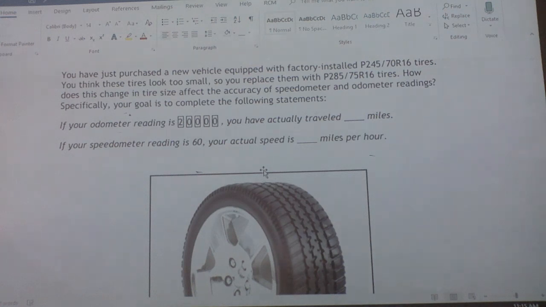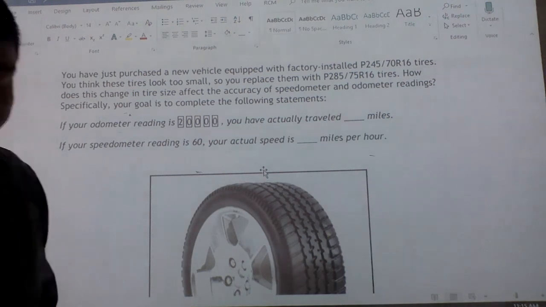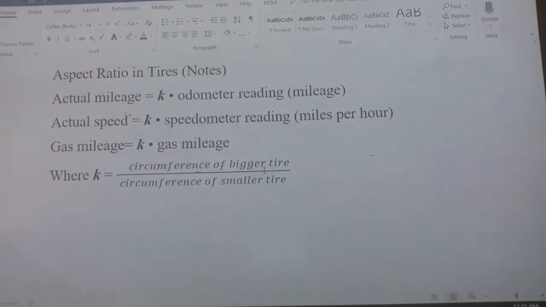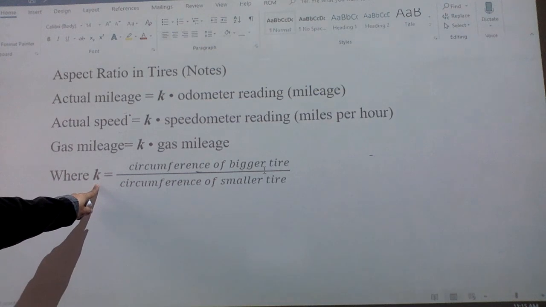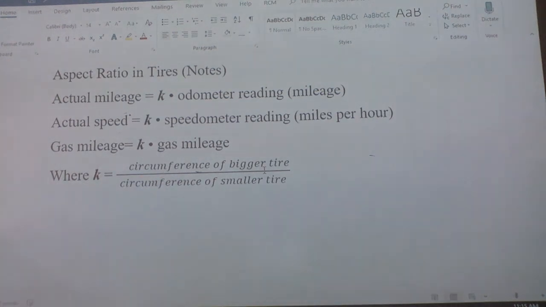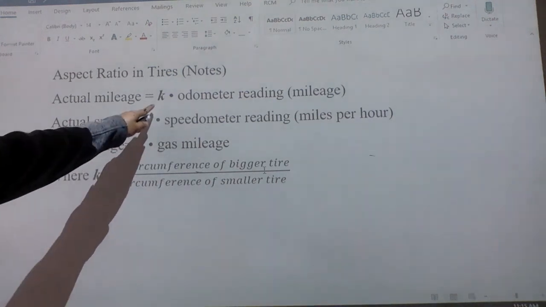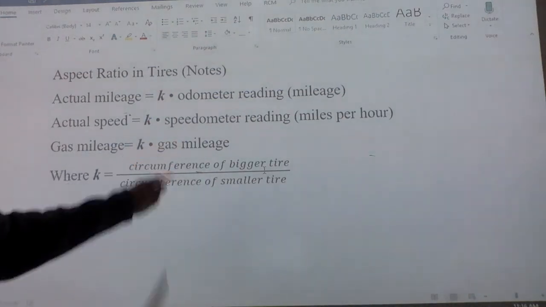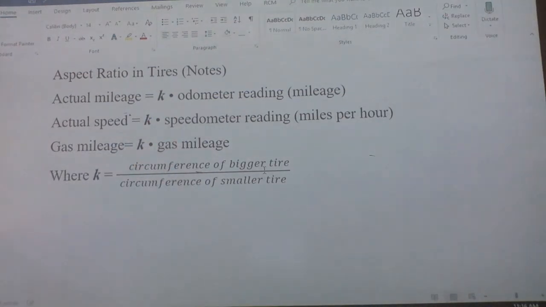So first things first, let me show you the problem. Like I said in the video, it's a little bit shorter. You're gonna need that for your notes. That is very important. Your goal, the end result, what we need is to find the value of K. The value of K is found by the circumference of the bigger tire divided by the circumference of the smaller tire. Once you find the value of K, I'm gonna need it to multiply by my odometer, by my speedometer, by my gas mileage. But I will show you how to do two of them so you have it for your notes.